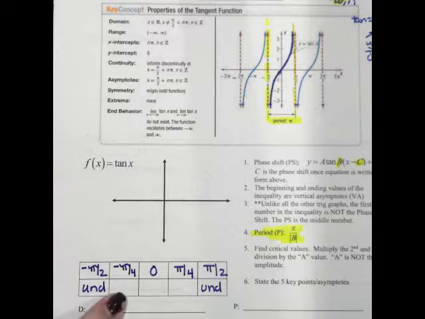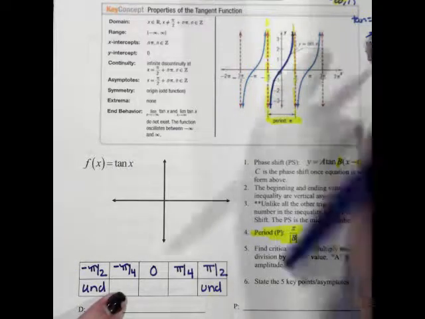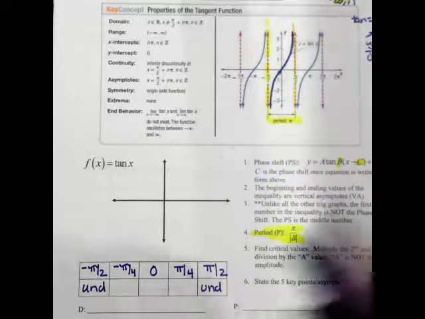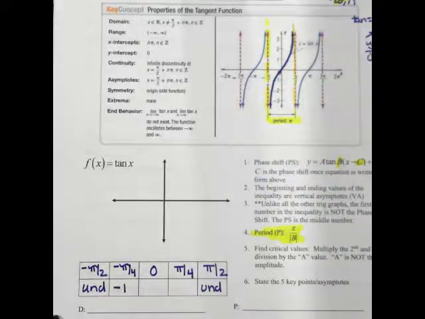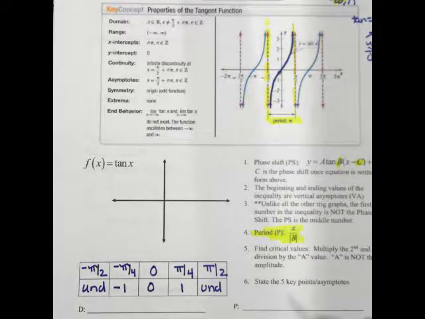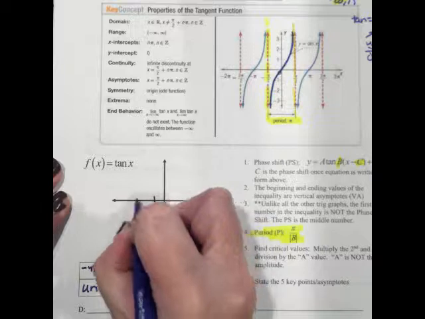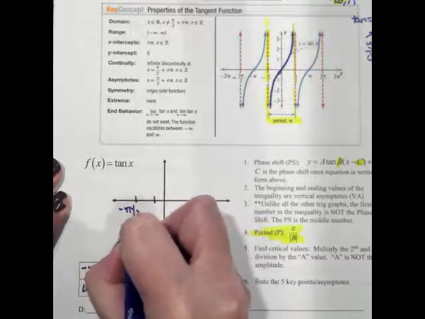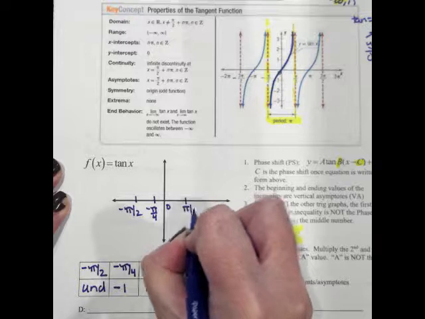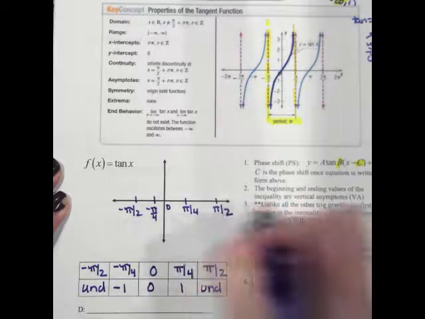So when you take a look at negative pi over 4 on the unit circle, it is the angle down here in quadrant 4, and I know tangent is negative. At negative pi over 4, the tangent is going to be negative 1. Tangent of 0 is 0. Tangent of pi over 4 in quadrant 1 is going to be positive 1. So again, when I label my x-axis, here's my negative pi over 2. Here's my negative pi over 4, 0, pi over 4, and pi over 2.